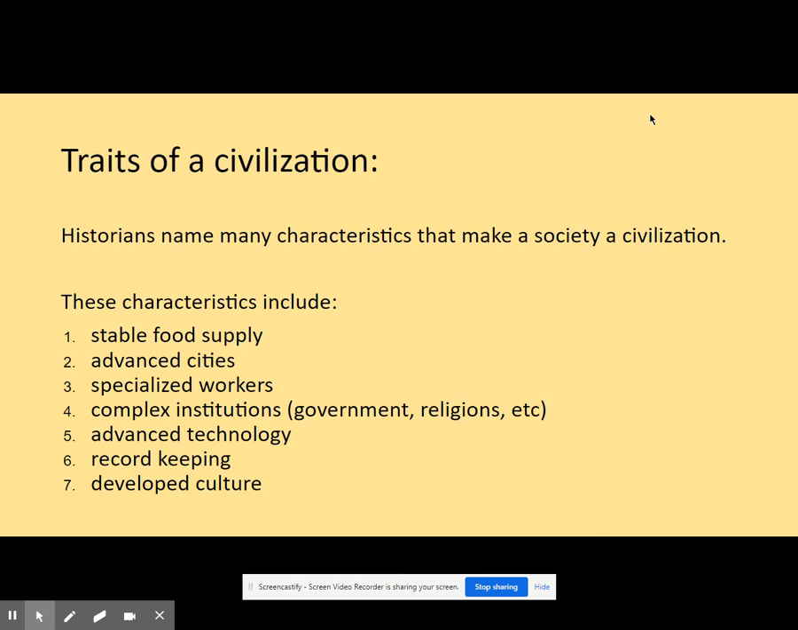So there are many traits and many characteristics that go into making a society a civilization. These characteristics include a stable food supply, advanced cities, specialized workers, complex institutions, advanced technology, record keeping, and a developed culture. So we're going to learn about what each of these mean and then also kind of look at them through the lens of Mesopotamia because that is the area that we're focusing on right now.